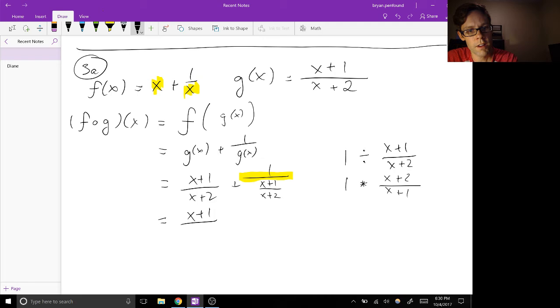So we can simplify this to x plus 1 over x plus 2 plus x plus 2 over x plus 1.